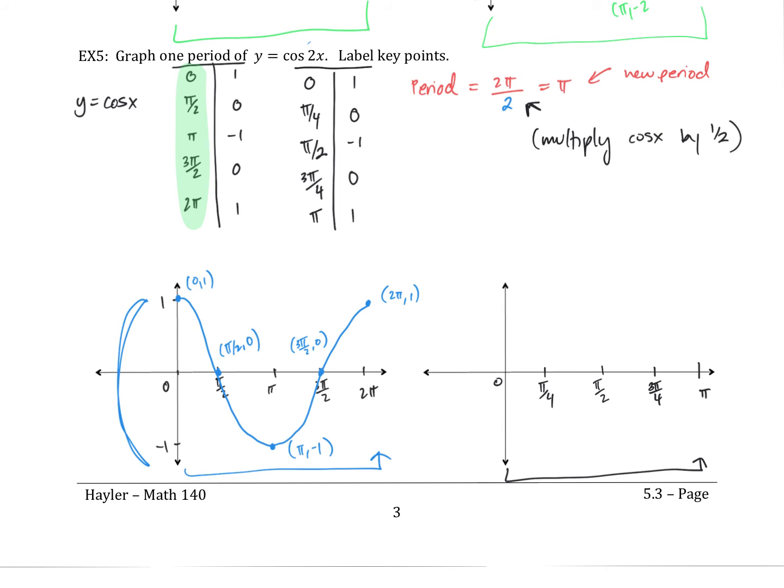So now let's go ahead and graph those points. What do we have? Well, I forgot to label the ones. Here we go. We go 0, 1. And then pi over 4, 0. And then pi over 2, negative 1. Three pi over 4, 0. And then pi, 1. You might say, do I really need to label all these points all the time?